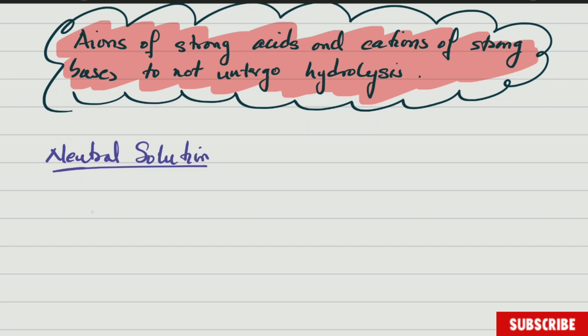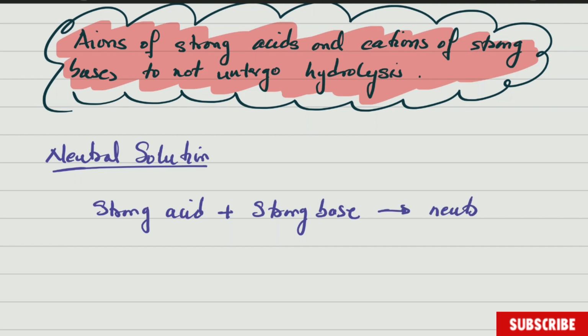So in this case, we're going to go to a strong acid plus a strong base. And you need to know that the reaction will give you a neutral solution. All right, the solution is going to be neutral. In other words, the pH is going to be around 7.